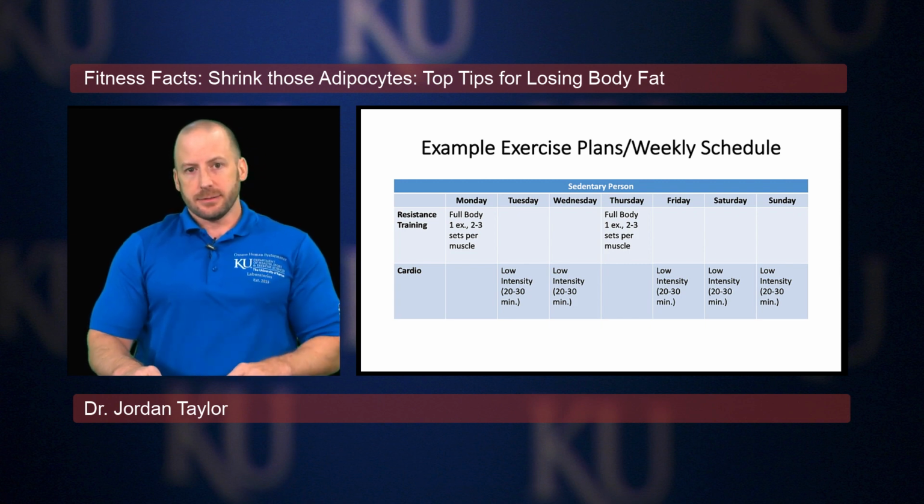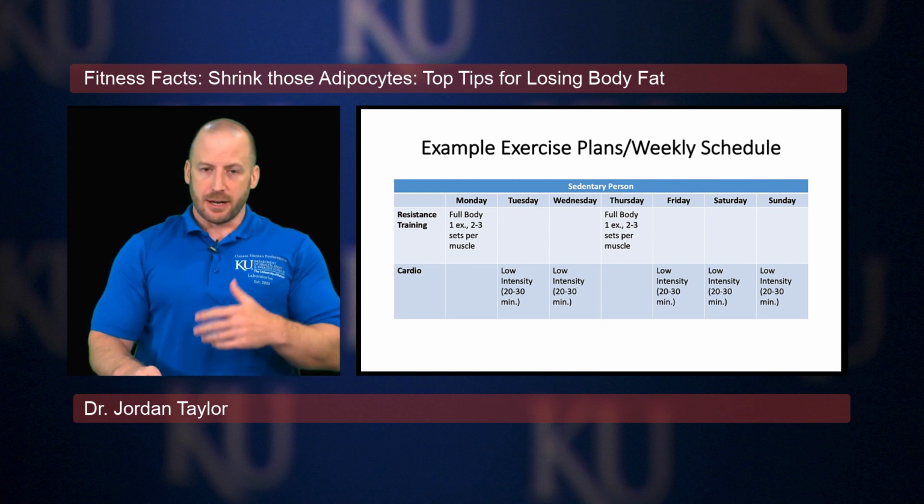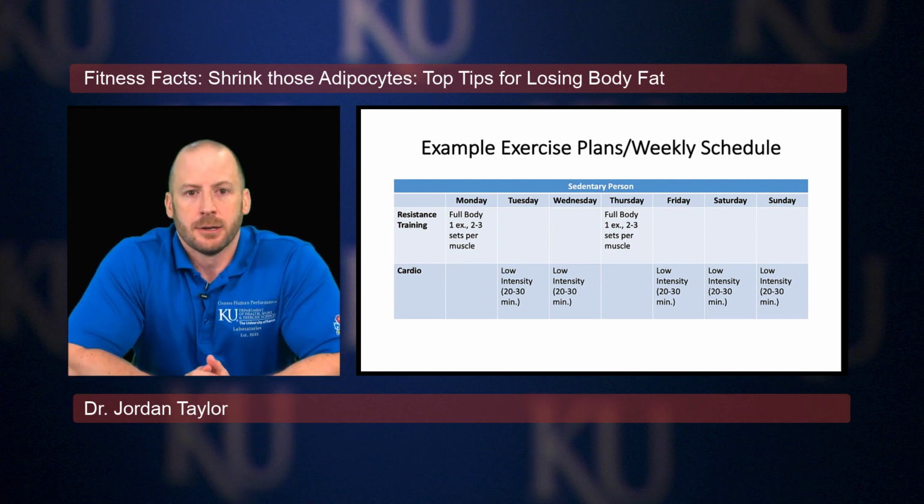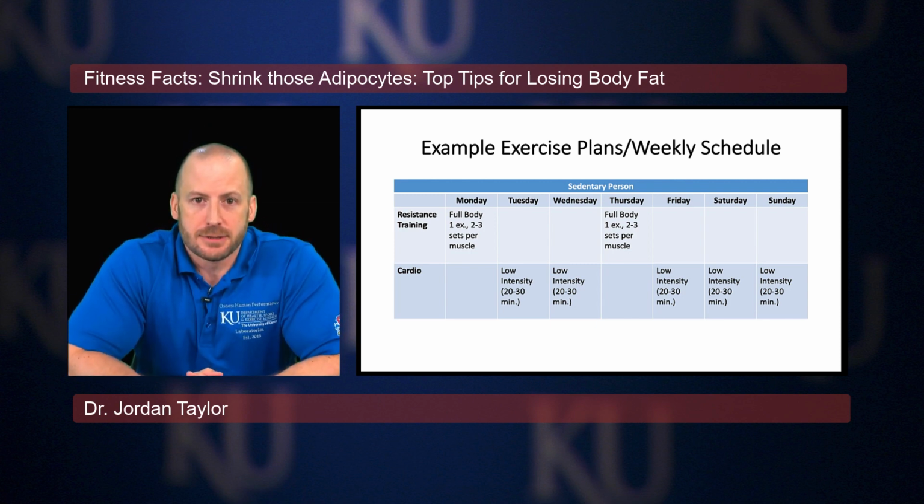Then Thursday, do another full body workout, same parameters there. Then we look at cardio in the bottom row. We're going to do the cardio on those days they're not resistance training. So a low intensity cardio session for 20 to 30 minutes. It might be just a walk. Then the same thing Wednesday, 20 to 30 minutes, right?